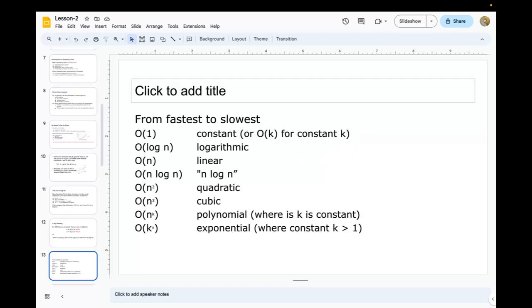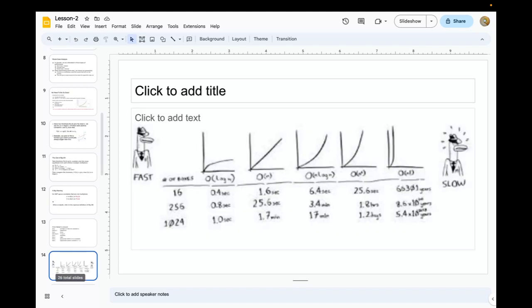This is the general consensus on how the average big O values rank from fastest to slowest. Now this is something to be remembered: this is only valid for n greater than n naught. We start from the fastest, that is O of 1, and then comes O of log n. Then we move on to n, then n log n, then n square, then n cube, then n to the power k, and then k to the power n.